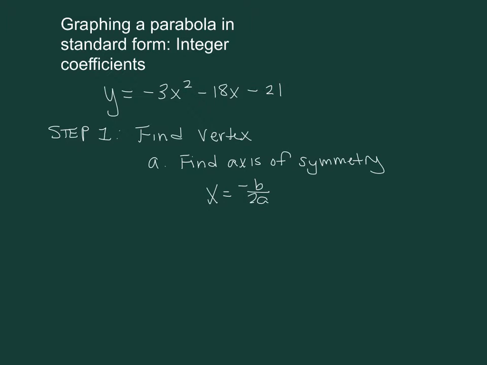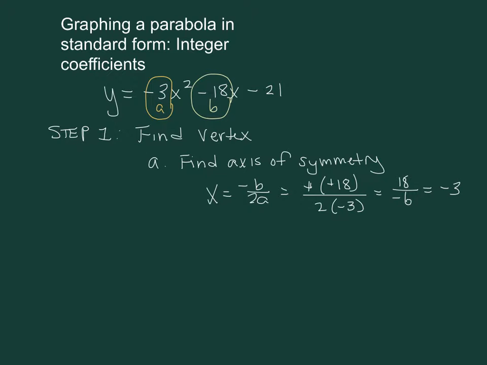So we need to identify our A term, which is right here, and our B term, which is right here, and we've got to plug those in. So we're going to go negative times negative 18 over 2 times negative 3. So this is going to be positive, leaving us with 18 up top and negative 6 in the denominator. 18 divided by 6 is 3, but because I have a negative in the denominator, it's actually negative 3. Okay, so there's my x value.